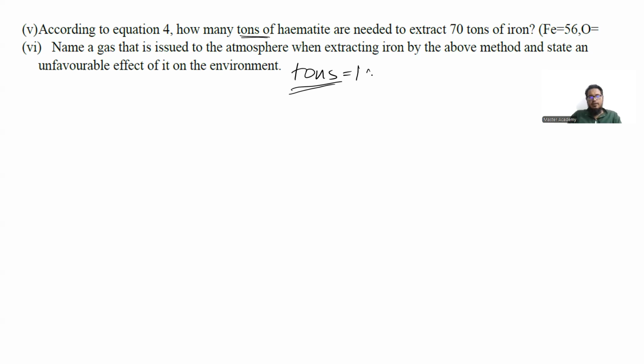They knew what a ton is, 1 ton, 2 ton. They did not know how many kilograms that is. 1000 kilograms is 1 ton. So, how many tons of hematite are needed to extract 70 tons of iron?